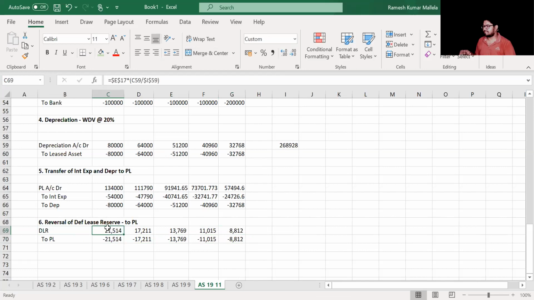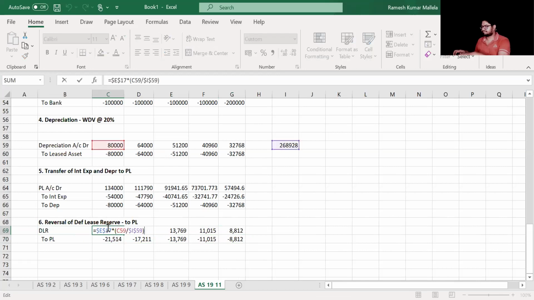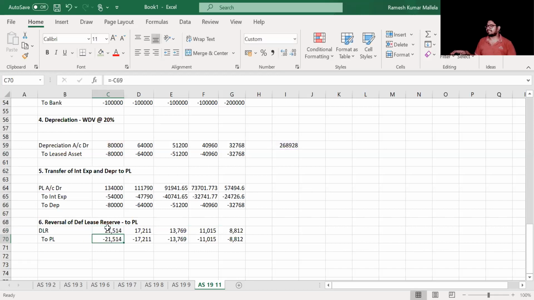What I did is, for the first year, I have taken 80,000 as the basis for charging, for recognizing income in P&L out of the total 72,320. So 72,320 into 80,000 divided by 2,68,928. What is 2,68,928? Total of all depreciation in 5 years. That's the basis I am taking. And that is how I have recognized the income over 5 P&Ls.